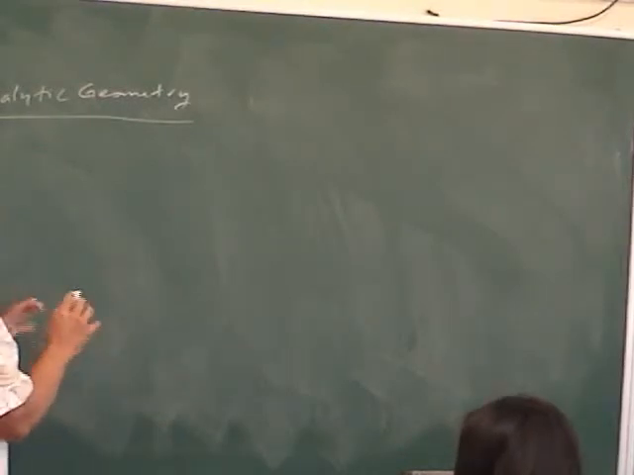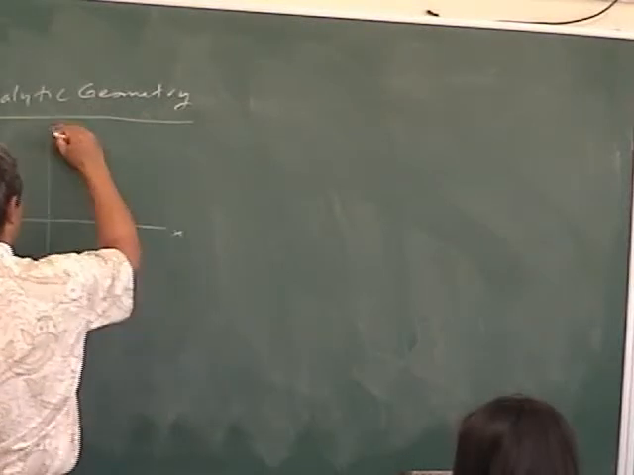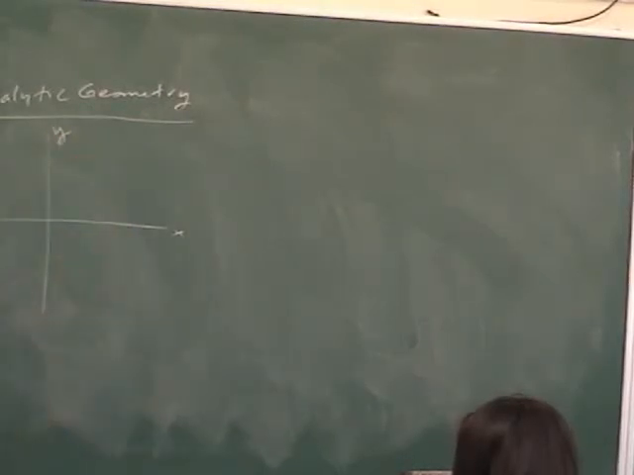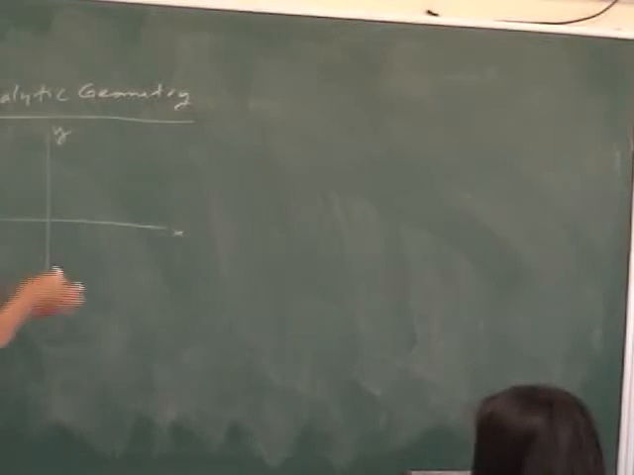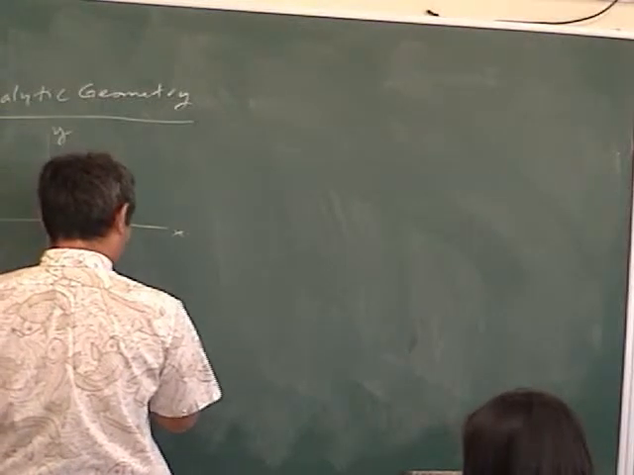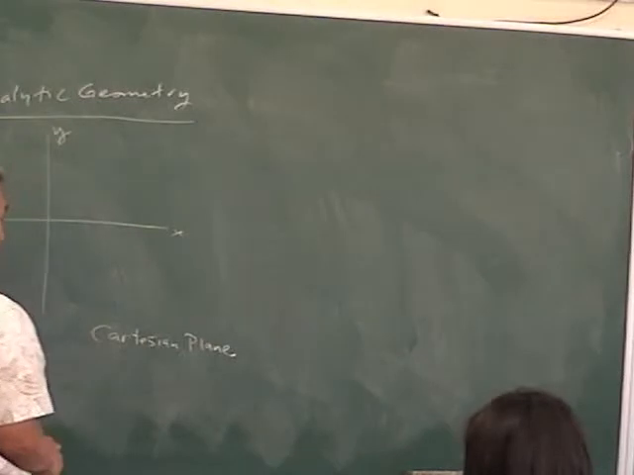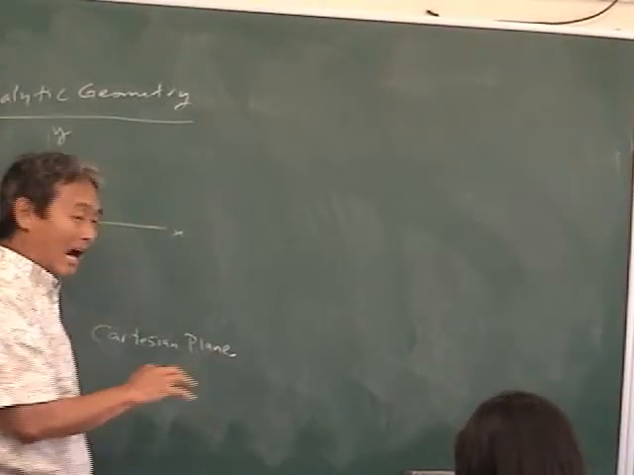So by putting geometric figures on the Cartesian plane, you guys know what the Cartesian plane is? Yeah, it's the plane formed by the x and the y axis, right? It's called the Cartesian plane. But why do we call it the Cartesian plane? Exactly. In honor of the French mathematician René Descartes.